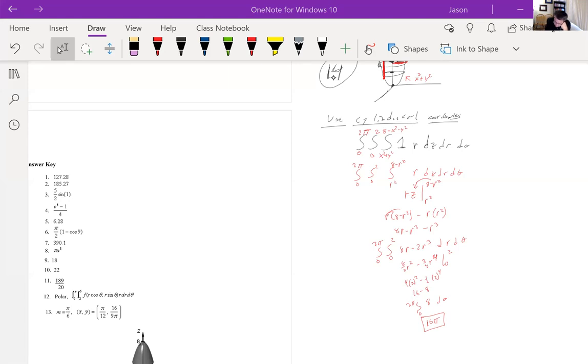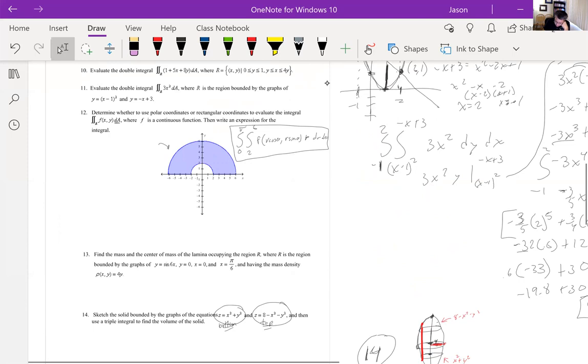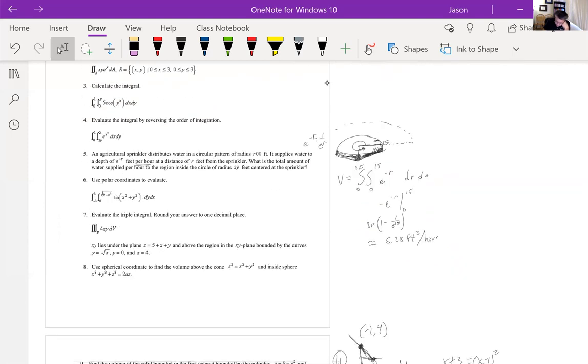Okay, question 8. Let's see, what does question 8 say? Use spherical coordinates to find the volume above the cone and inside the sphere. This is like the ice cream cone one, right? This is very similar to one that we did in class, I think. Maybe not.